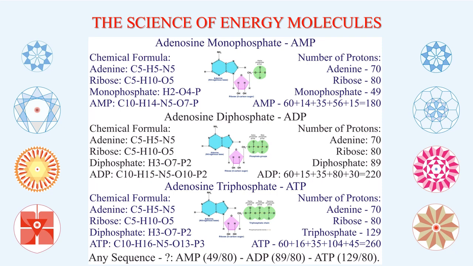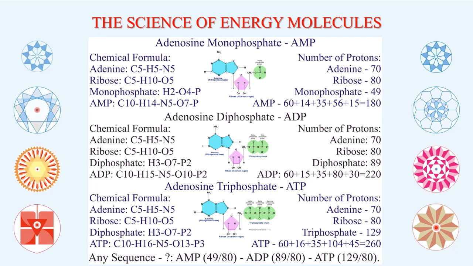Now, the third thing which plays a very important role in energy form is energy molecules. There are three different types. Adenosine monophosphate, AMP. The formula is C5H5N5. And if you look at the number of protons in AMP, adenosine monophosphate, there are 180. Adenosine diphosphate is the second, in which you have two phosphate groups. In mono is 1, di is 2. You can see 1, this 2.